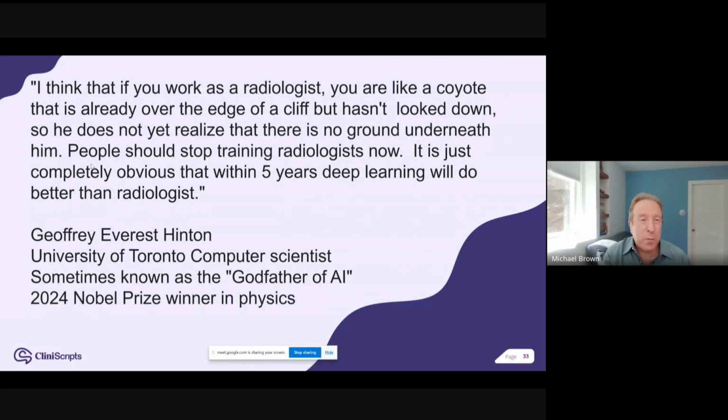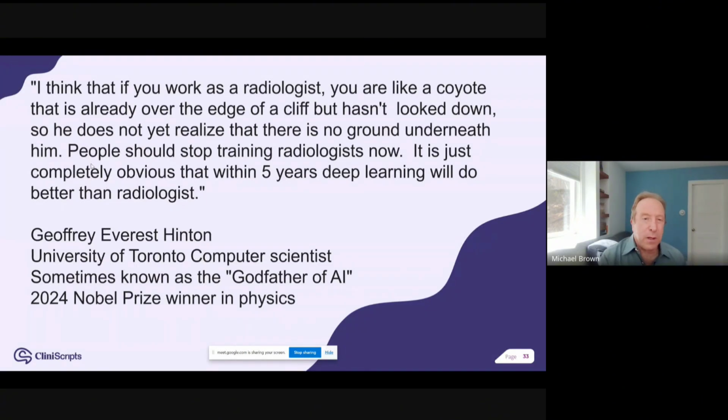So, in terms of predicting the future, I think this quote is interesting. It comes from someone who just won a Nobel Prize for his work, particularly in AI and physics. And he said, "I think that if you work as a radiologist, you're like a coyote that is already over the edge of a cliff, but hasn't looked down. So he does not yet realize that there's no ground underneath him. People should stop training radiologists now.